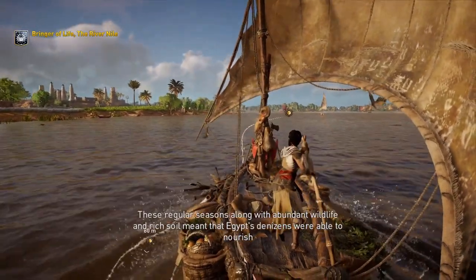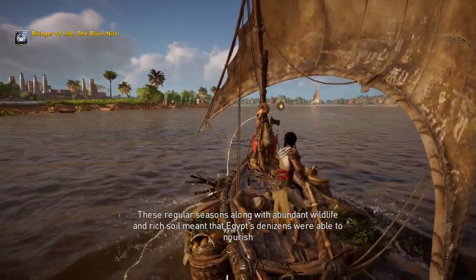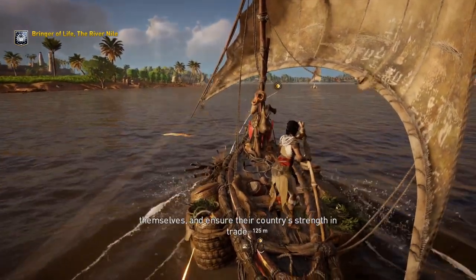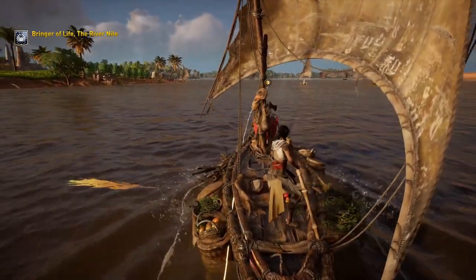These regular seasons, along with abundant wildlife and rich soil, meant that Egypt's denizens were able to nourish themselves and ensure their country's strength in trade.